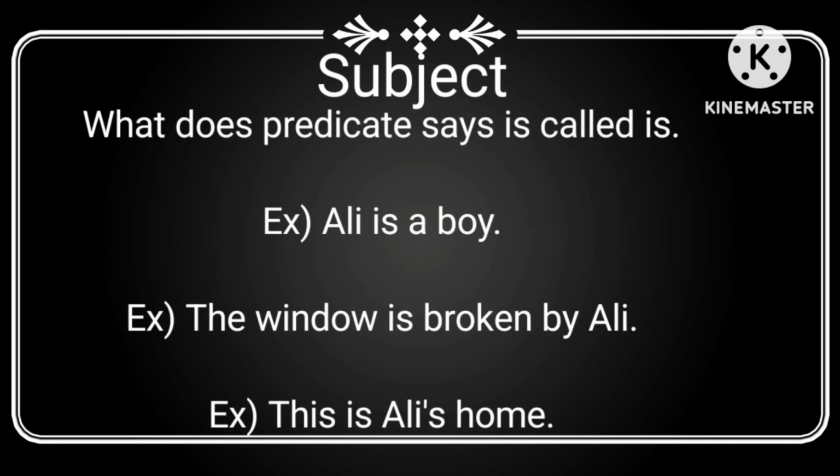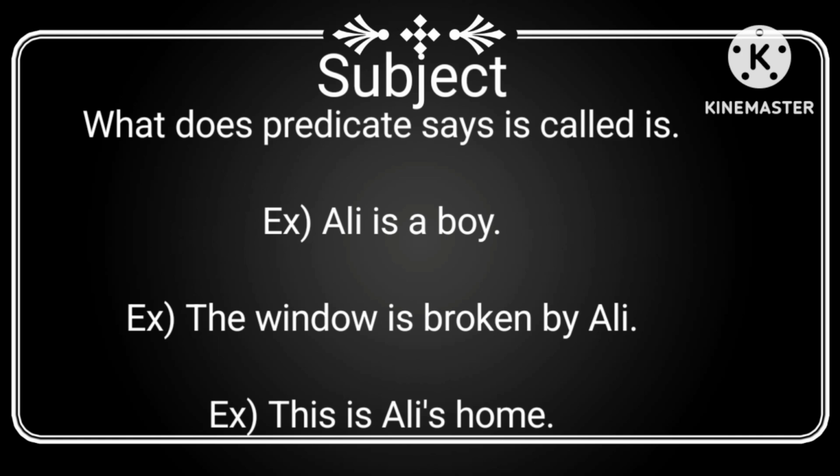the subject is what the predicate says about. Here we mention the predicate. What is the predicate? Without the subject, the rest of the sentence is called the predicate. Like Ali is a boy. Here we talk about Ali. Here Ali is neither doer nor receiver.